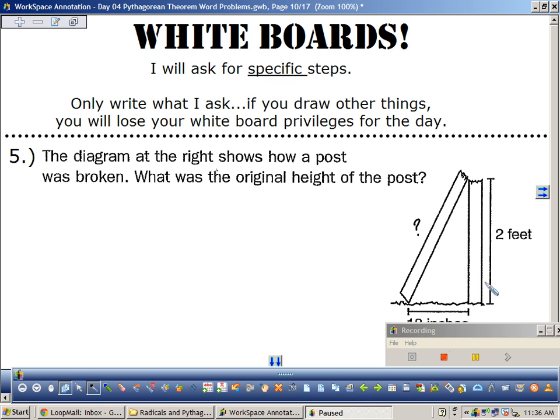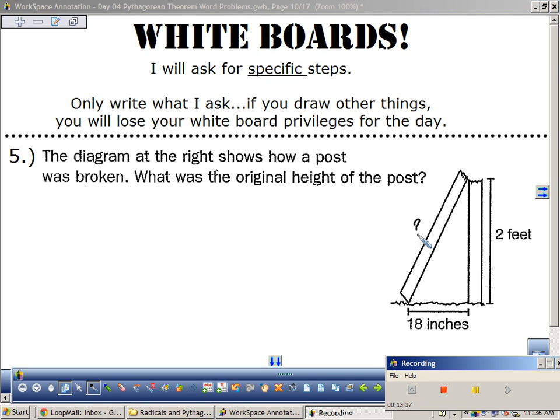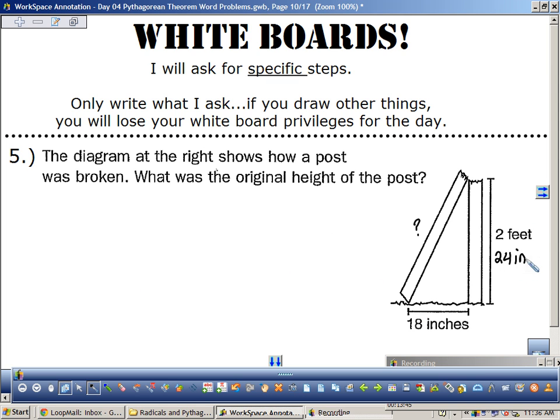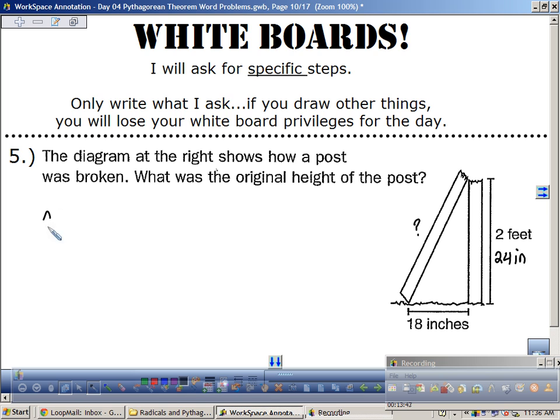All right, so what you guys come up with, are we going to combine to find C, or are we going to subtract? We're going to combine. We realize this is 24 inches, so we're going to say C squared equals 18 squared plus 24 squared. We've already found these two values, right? What is 18 squared? 324. What is 24 squared? 576. What are those two added together?